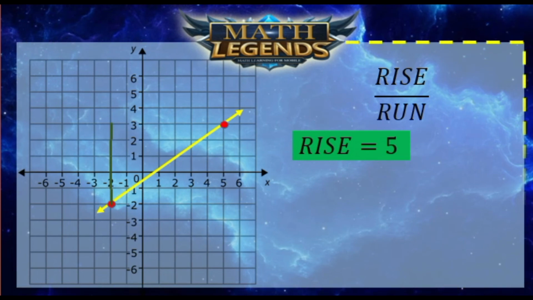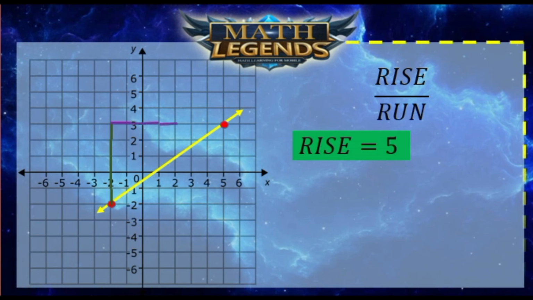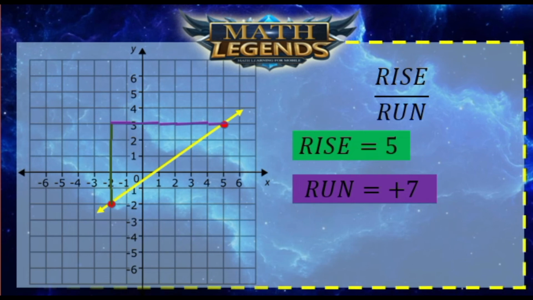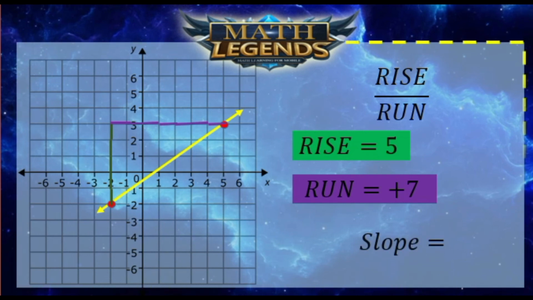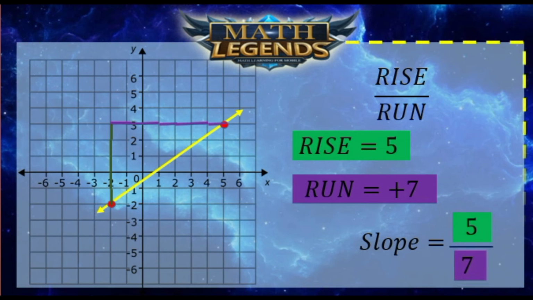And we have here the run. To the right side, we will have 1, 2, 3, 4, 5, 6, 7. Since the run is moved to the right, the run will become positive 7. Given this, the slope will become 5, which is the rise, over 7, which is the run.